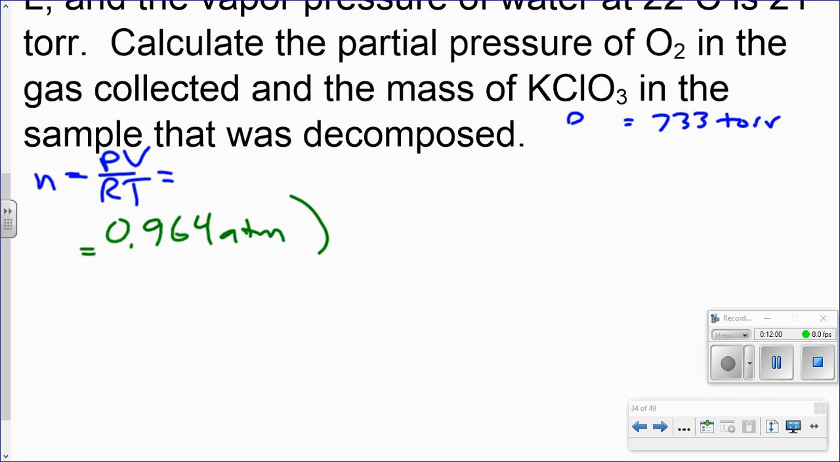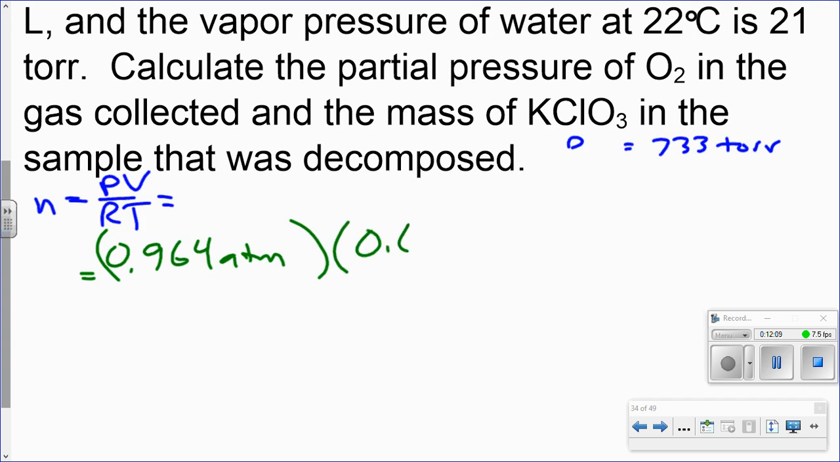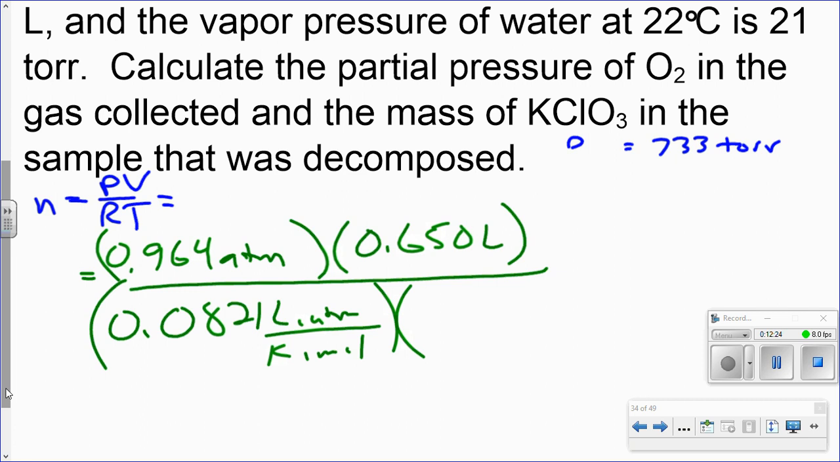So 0.964 atm. The volume, let's see, what's it occupying? 0.650 liters. So the whole thing is in 0.650 liters. Remember, gases expand to take the shape of any container, so that works perfectly for us. R is 0.0821 liters atmospheres over kelvin mole. And a temperature of 22 degrees Celsius, but it's not 22. It's actually 295 Kelvin, which is 22 degrees Celsius, but we had to convert to Kelvin. Cancel out all the units and you end up with moles.